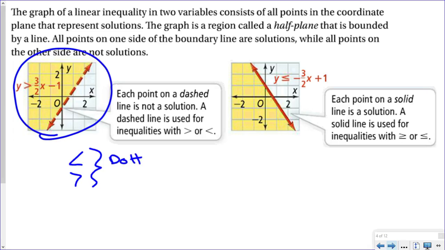And this would go on the left side of your notes. If you ever have an inequality that is greater than or equal to or less than or equal to, that is an example of a solid line. And that also goes on the left-hand side of your notes. Your shading, I'll talk about that in just a moment, but it all depends on where the y is and then what is facing the y as far as the inequality goes.